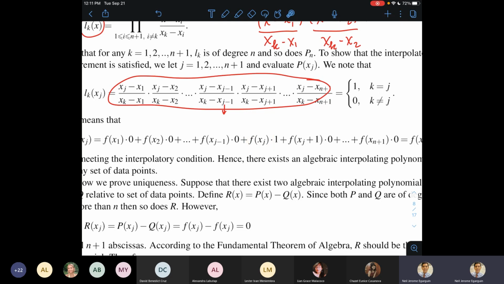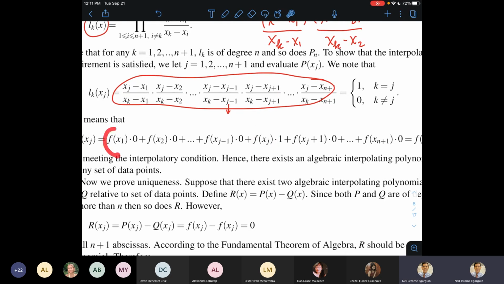ng function value kay xj. But the rest, it would be f of xj times lk or L1 of xj. Pero since j is not equal to 1 kasi nandito pa si j, magzi-zero siya. And then since j is not equal to 2, at least in this expansion that I have over here, merong f of x2 times 0. Tapos if I am at j minus 1, L sub k of x sub j minus 1 will be 0 times the function value, magzi-zero siya.